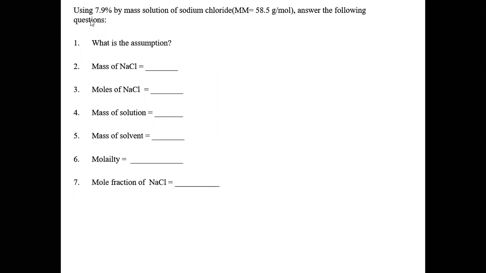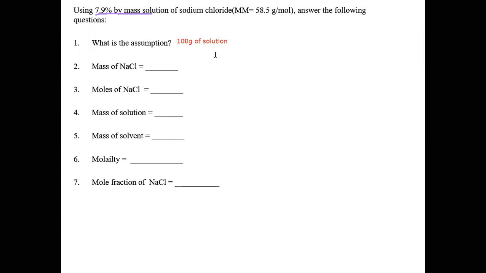Now we're going to look at a problem of converting between the different units. So here we have a 7.9% mass solution of sodium chloride. Answer the following questions. So what's the assumption? Mass of sodium chloride, moles of sodium chloride, mass of solution, mass of solvent. We want to calculate the molality and the mole fraction of sodium chloride. So here there's no molarity, so it didn't give us the density. In this problem, we're given the mass percent of sodium chloride. So since we're given the mass percent of sodium chloride, the assumption is 100 grams of solution.